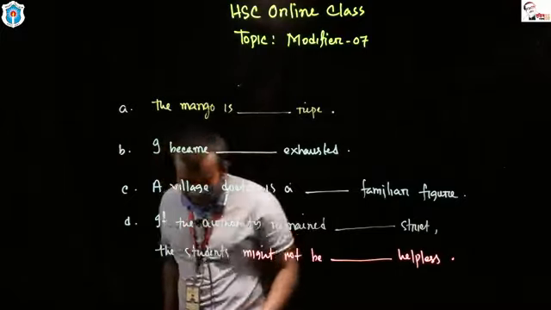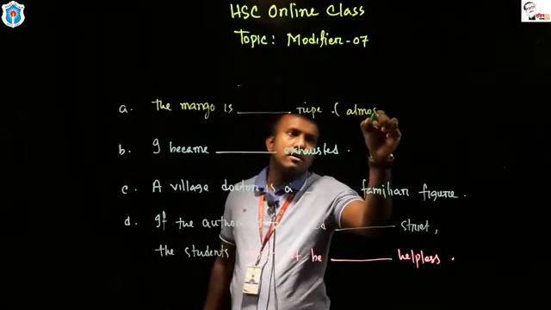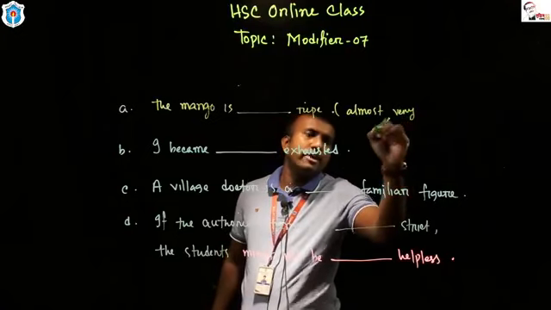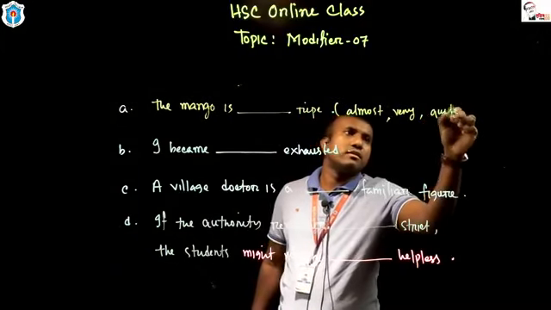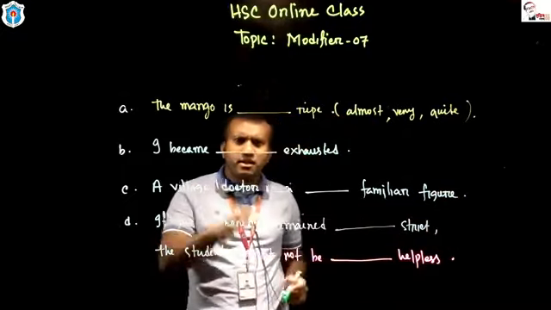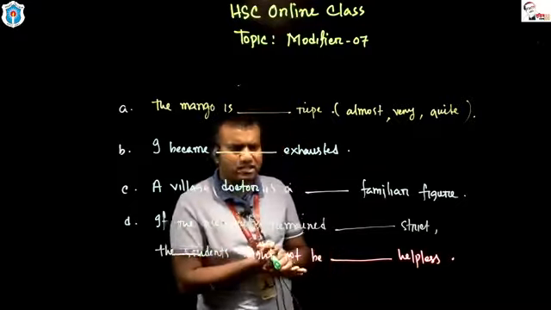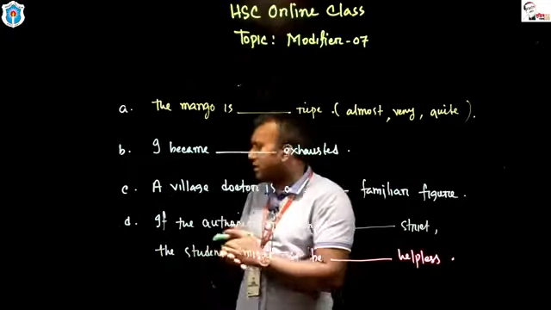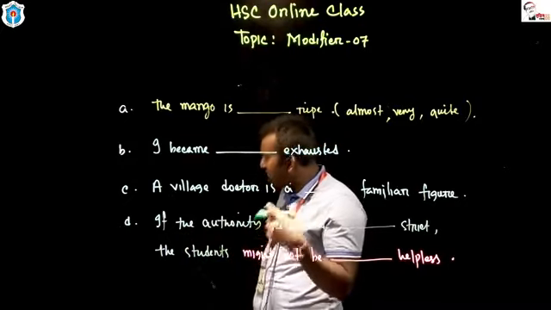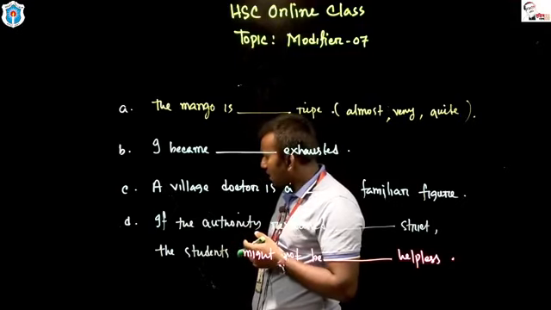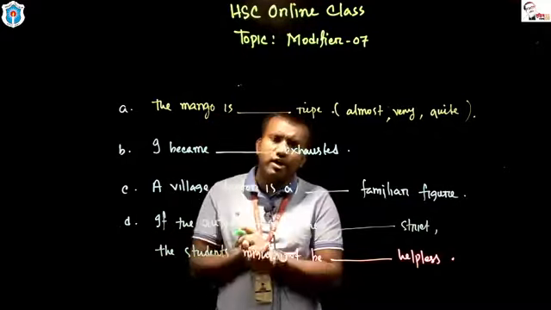Okay, look at this, students. The mango is, if I write, almost, if I write, very, if I write, the mango is very ripe, quite. I became dash exhausted. I became very exhausted. I became quite exhausted. I became extremely exhausted. The village doctor is a very familiar figure, quite familiar figure. If the authority remained dash strict: quite, extremely, very, very. Okay. Thank you. I think you have been able to understand the intensifier or adverb of degree.